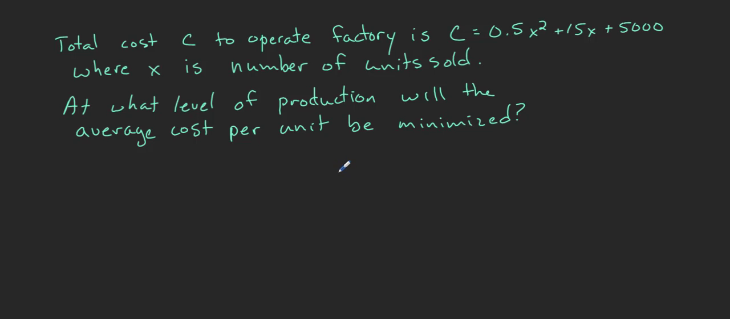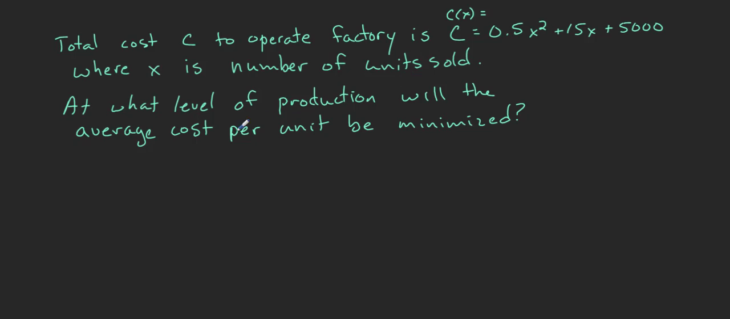So the total cost C to operate a factory is given by the function C equals 0.5x squared plus 15x plus 5,000, where x is the number of units sold. So cost to operate is a function in terms of units sold. And if they just have C here, remember we could say C of x.